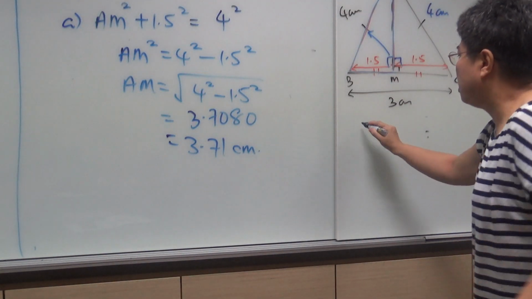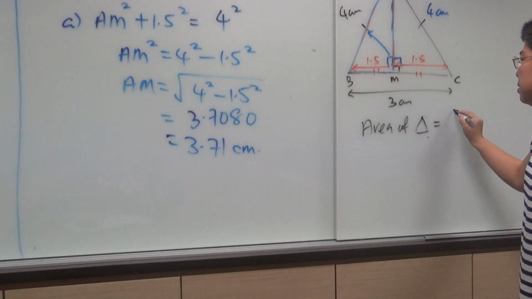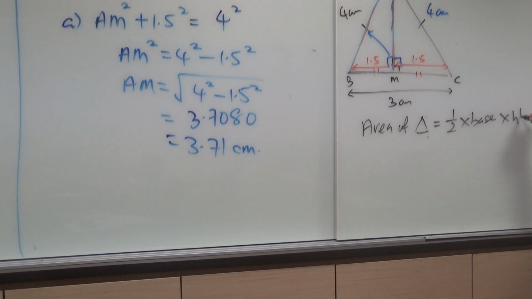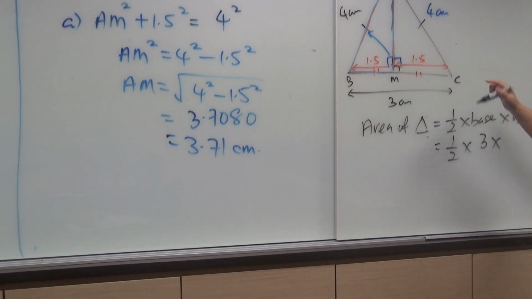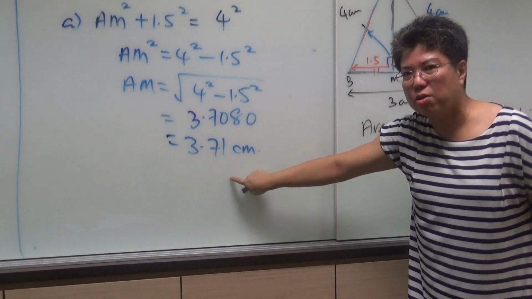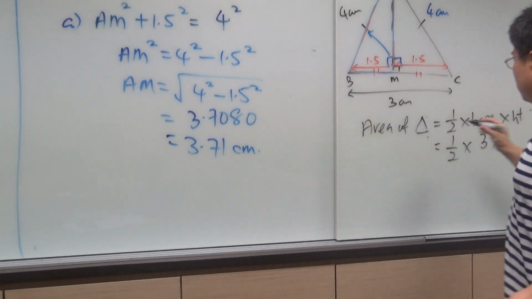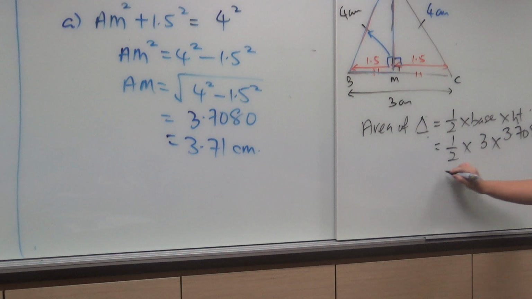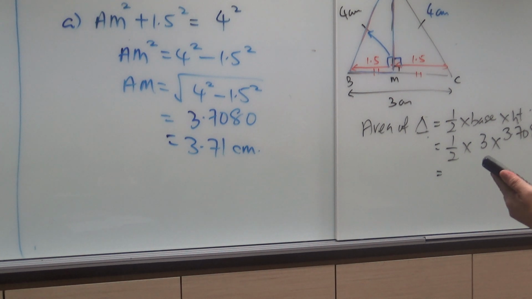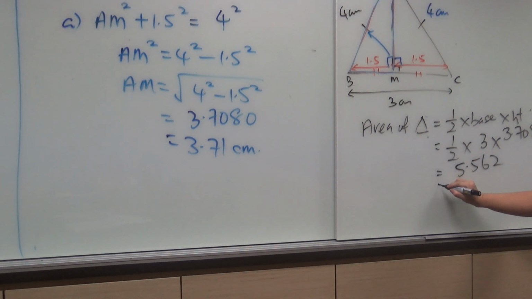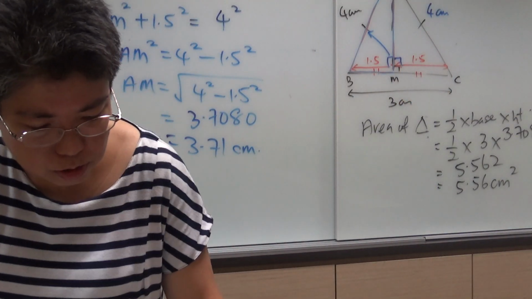Now, let us revise. Area of triangle is half times base times height. Half times the base of this triangle is 3 and the height is AM. Now, if you want to use it as a working, you do not use the 3 significant figure round off, you use the 5 figure truncate. Okay? So it will be 3.7080. Okay? Final answer will be 5.562. So 3 significant figure will be 5.56 cm squared.